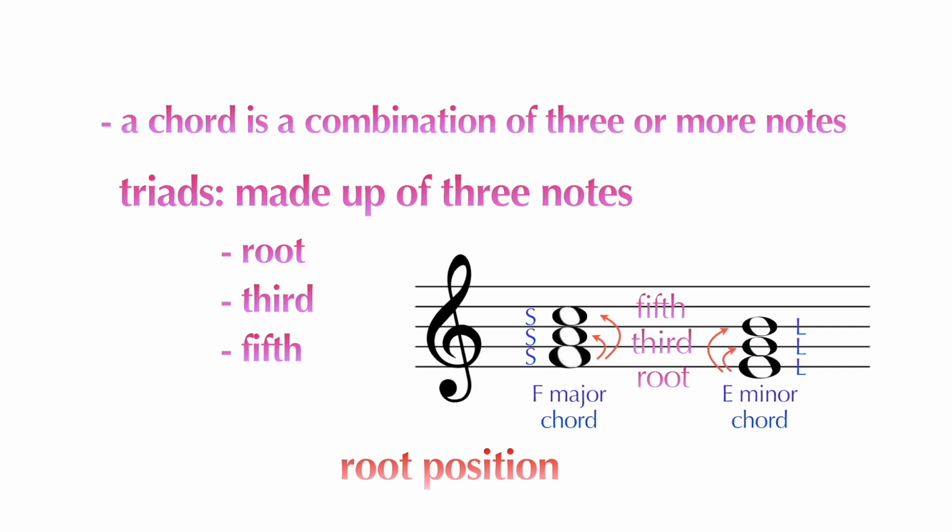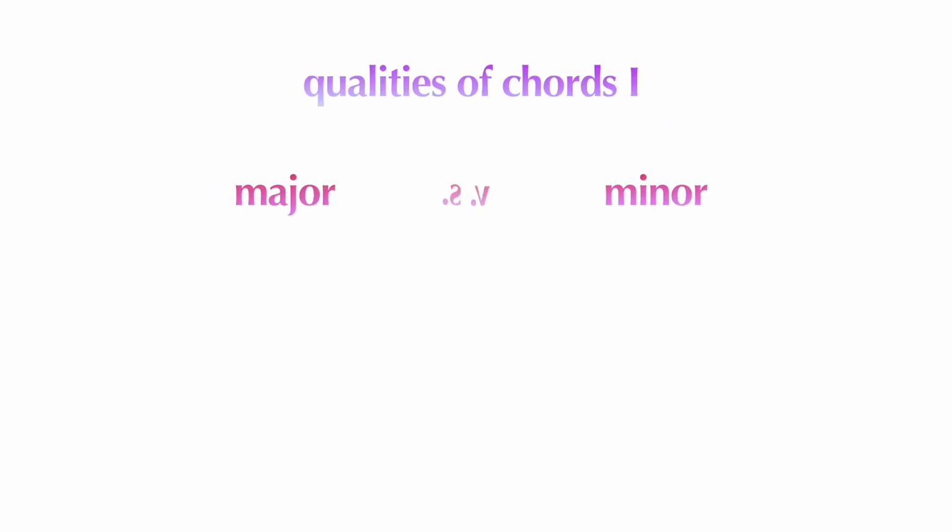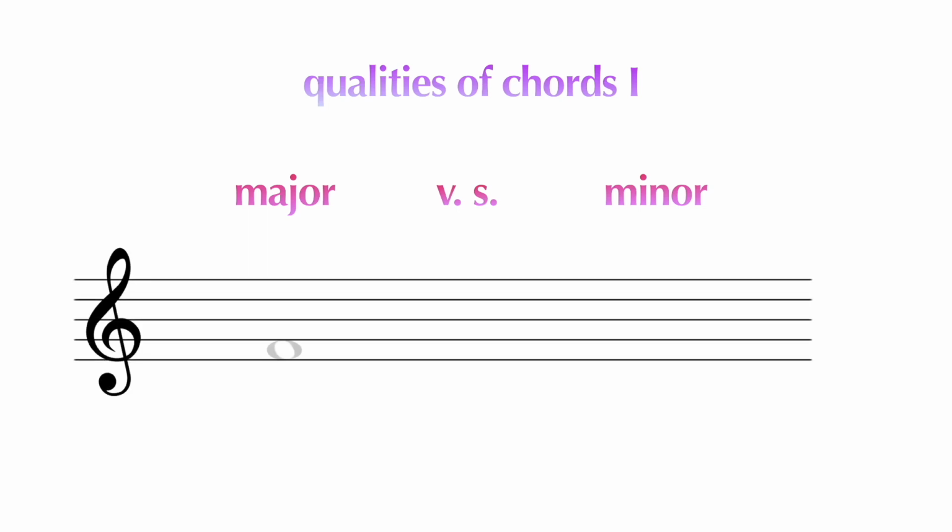Wait, F and E are straightforward, but what are major and minor chords? Okay, let's look at these 2 chords. This time, both chords are built from F, which is the root. This will be clearer when we do the comparison.